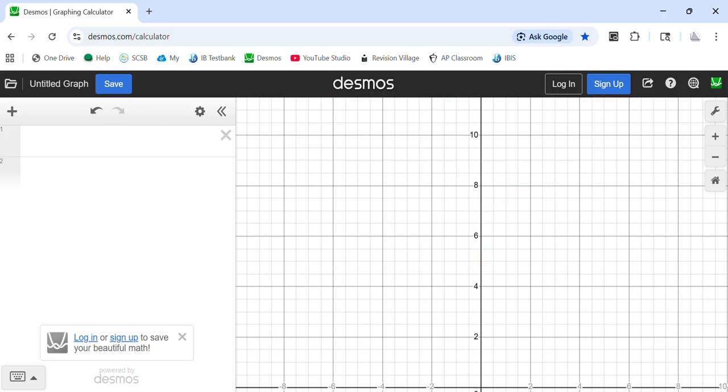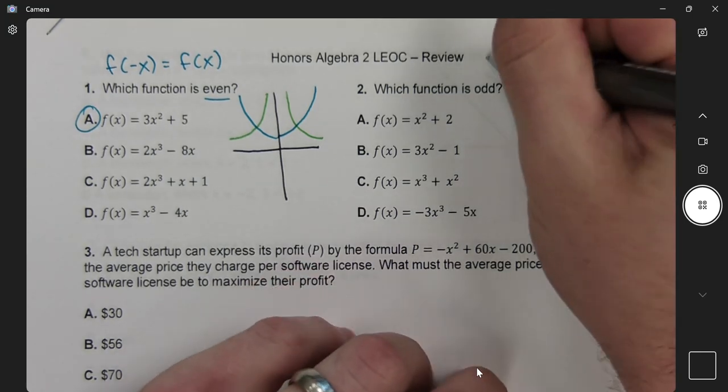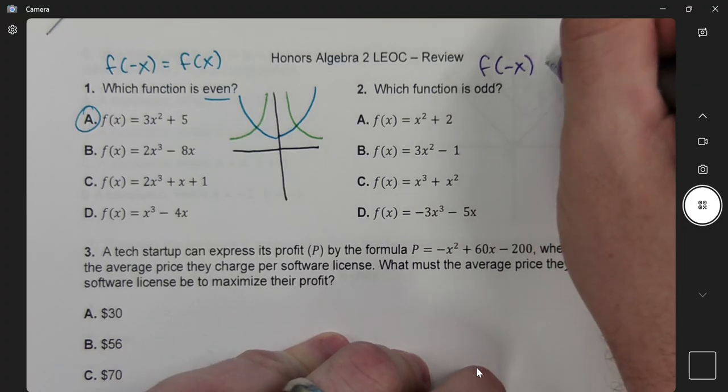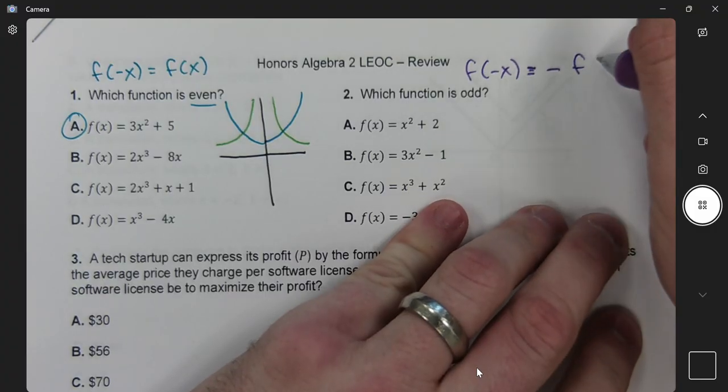All right, back to the problems. Here it is. Number 2. So what does it mean to be odd? Algebraically, it means if you replace your x with a negative x, after you've done all the simplifying, it'll look like you distributed a negative 1.